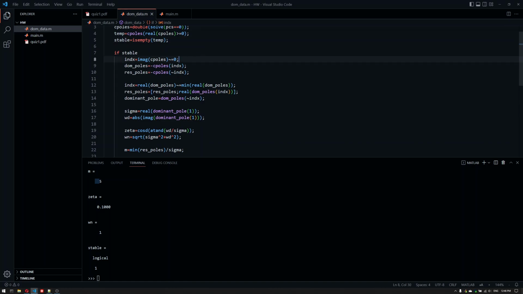If it is stable, we have looked at non-zero imaginary parts, and then we have separated the poles in terms of imaginary parts. The ones that have imaginary parts will be by definition probably the dominant poles. They are the candidates. And if they are real poles, they are probably the residue poles, for now at least.